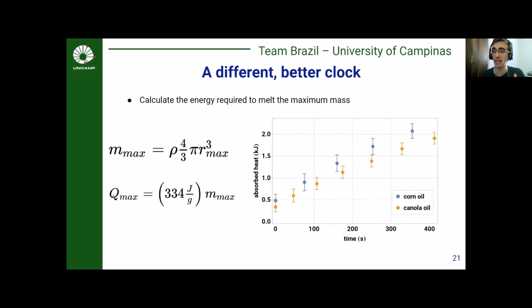So if you know the radius, we can calculate the mass of the droplet. And if you know the mass of the droplet, we can calculate the amount of heat that is necessary to melt that amount of water. So here's the amount of heat that's actually absorbed by the droplet as a function of time. And we can make these plots.